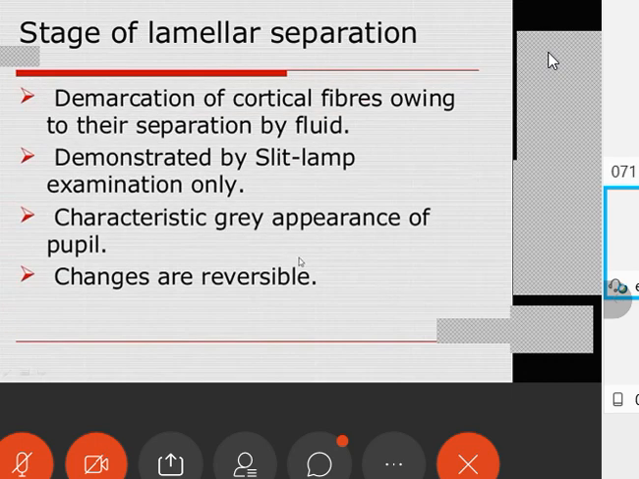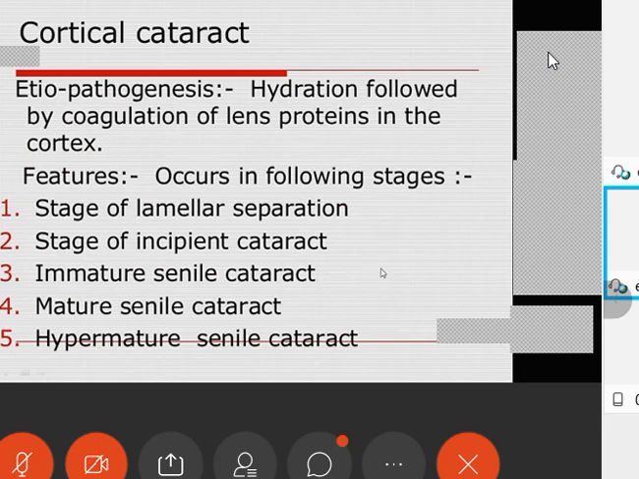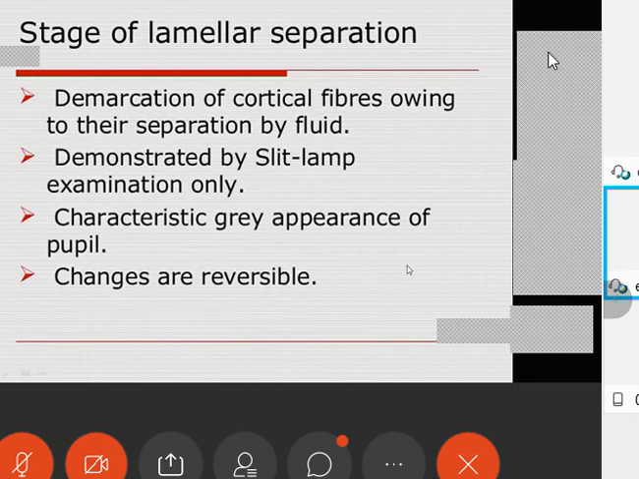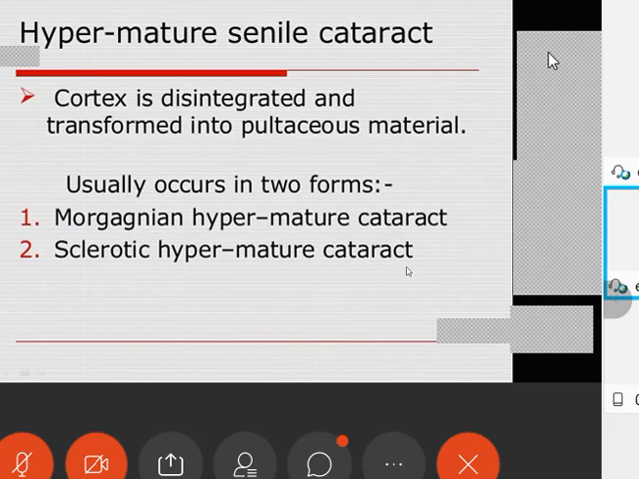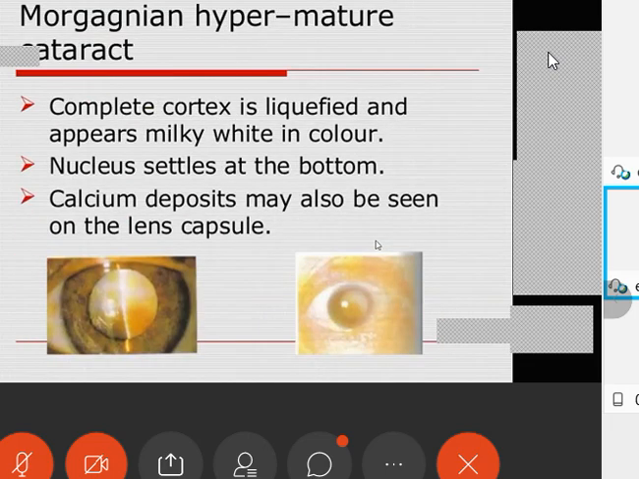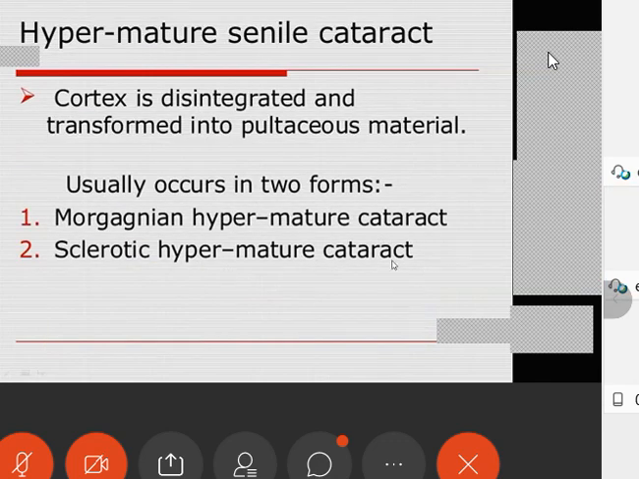For the mature cataract and hypermature cataract, we need not dilate the pupil. Why? Because the typical pearly appearance of the cataract lens will indicate that it is due to the cataract only. Whereas in the case of the early cataracts, we have to dilate it to see the opacities. And then the mature cataract leads to hypermature cataract. Hypermature cataract is of two types, the Morgagnian cataract and also the sclerotic hypermature cataract. Okay.